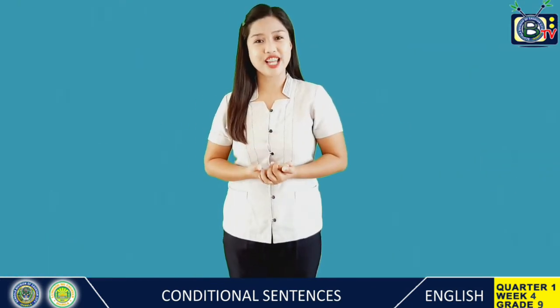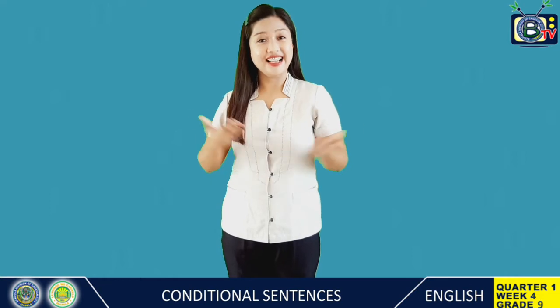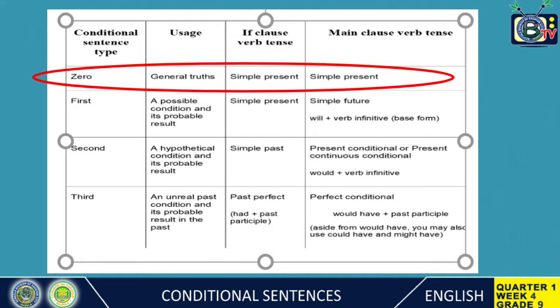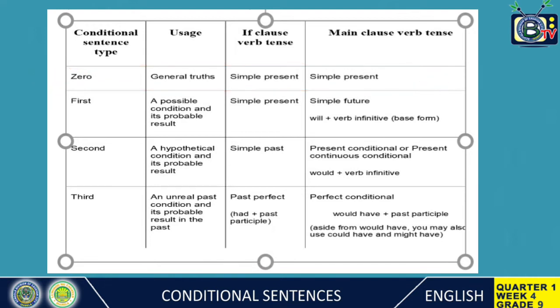That's all for the 4 types of conditional sentences. Let's sum it up. We have the zero conditionals. The zero conditionals is used to express general truths. For the if clause, the verb tense is in the simple present. And for the main clause, the verb tense is also in the simple present.